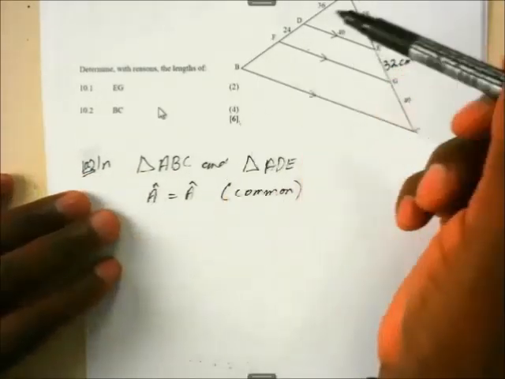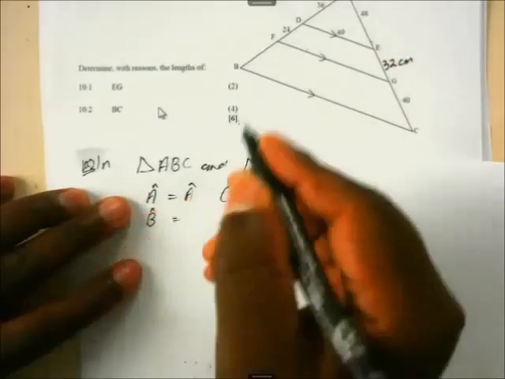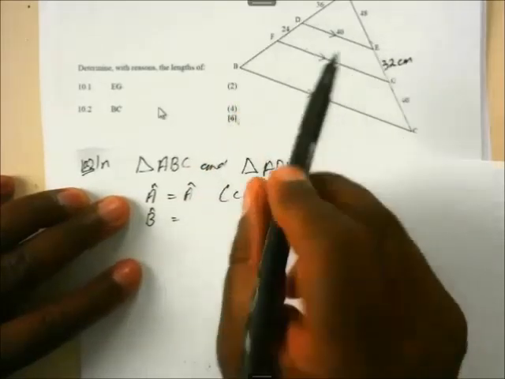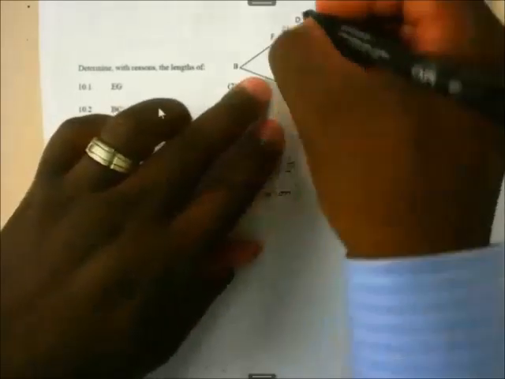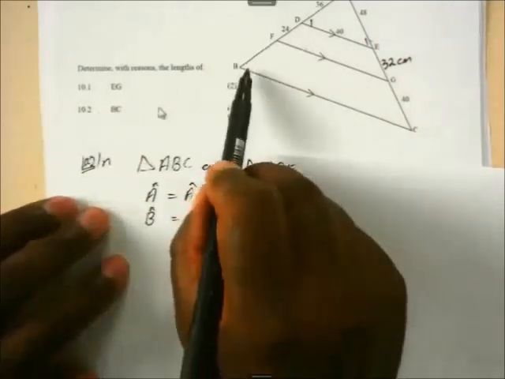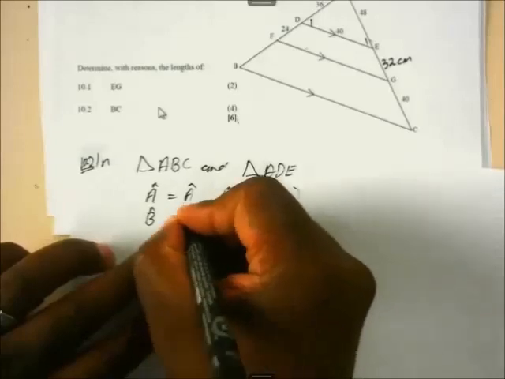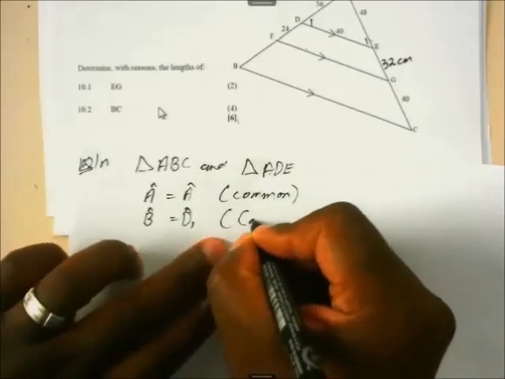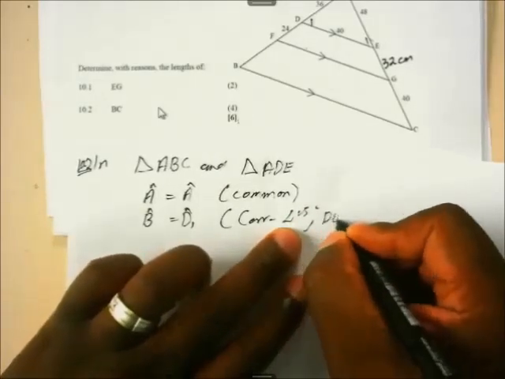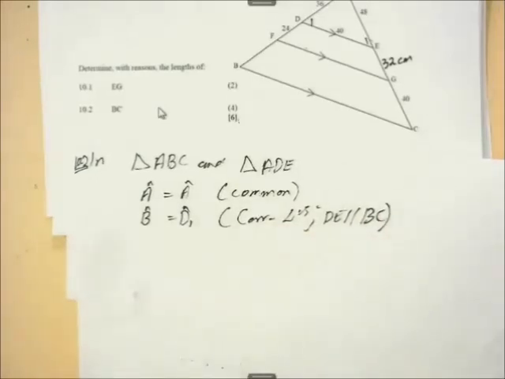Then, in triangle ABC, check angle B here. Because BC is parallel to DE, and if I simplify by calling these D1 and E1, I can check the relationship between angle B and angle D1. Then I will say angle B is equal to angle D1. Those are corresponding angles, where DE is parallel to BC. See? Already we've got two pairs of angles.